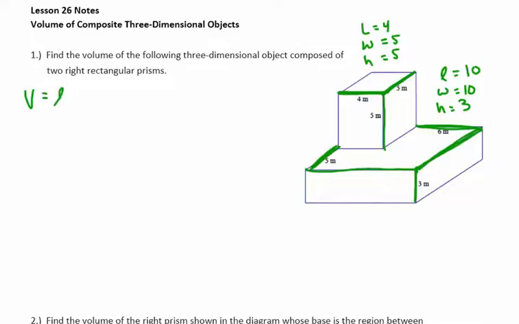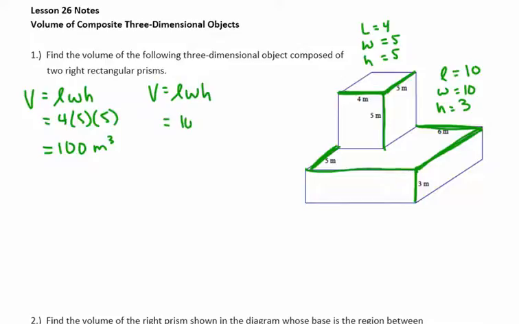The top part, length times width times height, is 4 times 5 times 5. That's 100 meters cubed. And the bottom is a rectangular prism, 10 times 10 times 3. So notice off to the side when I did that, I think it makes things a little easier to try and figure out what we're trying to find. If I know the length, width, and height, I'd write it off to the side, that way I don't have to worry about it.